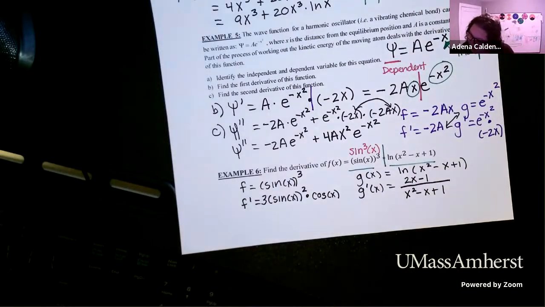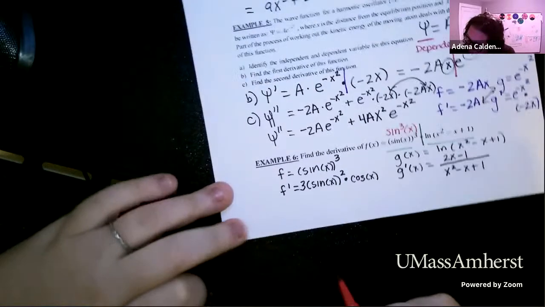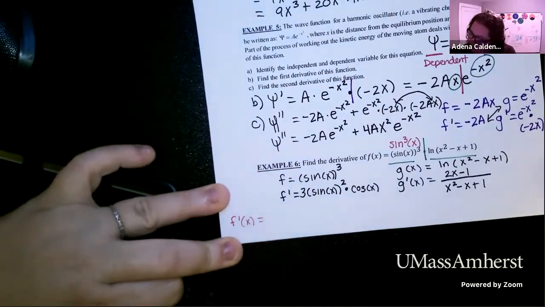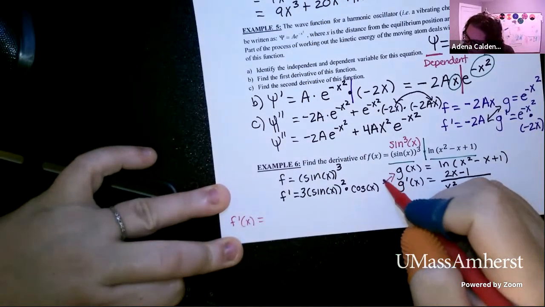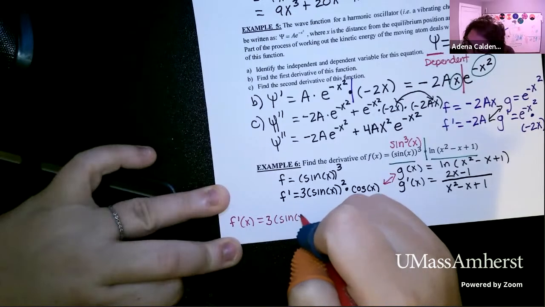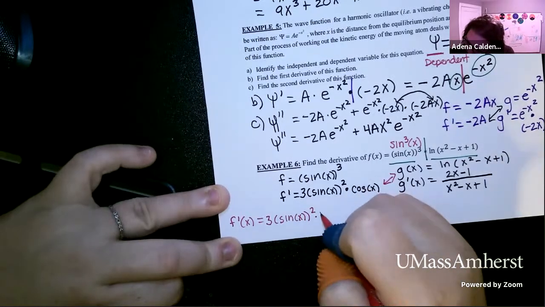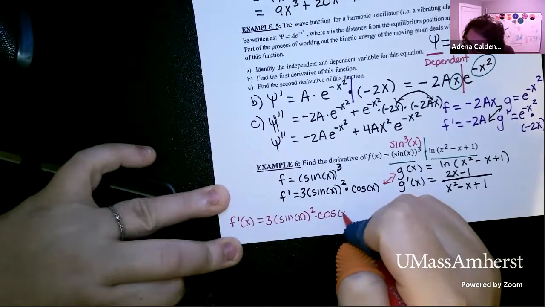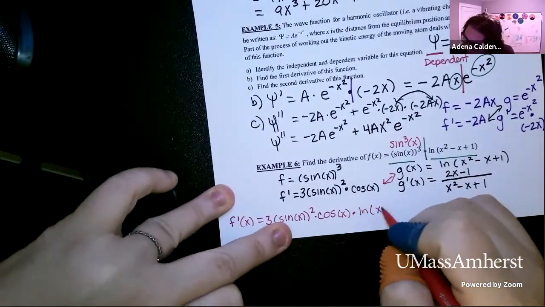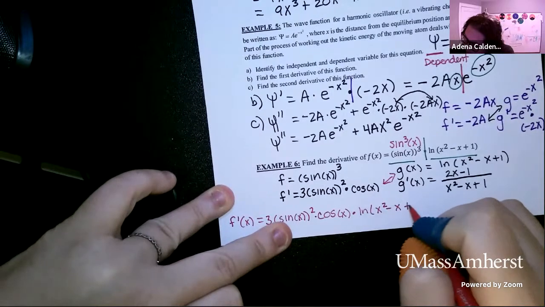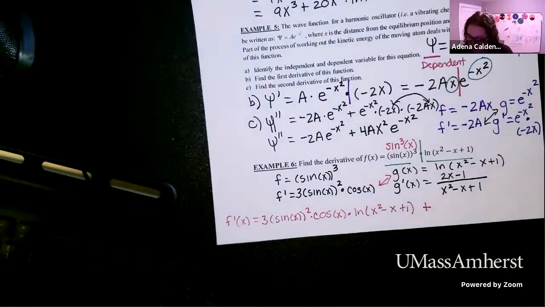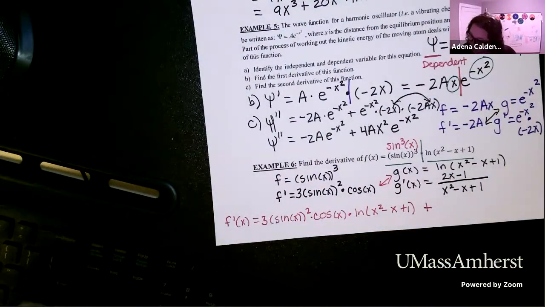Let's see, we're going to do f prime times g. We're going to need a lot of space here. There's a lot of terms. So f prime times g. So I have 3 sine x squared times cosine x times g, which is ln of x squared minus x plus 1, plus, now I'm going to do g prime times f.